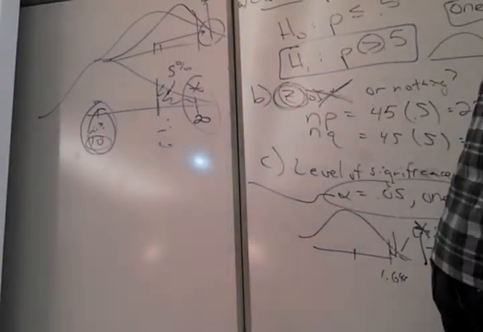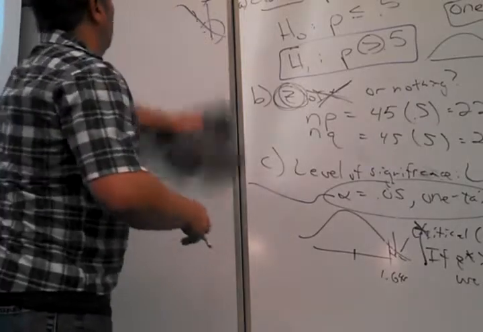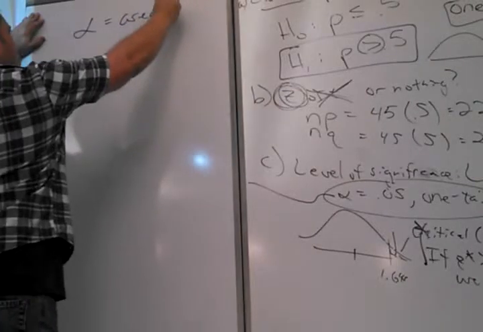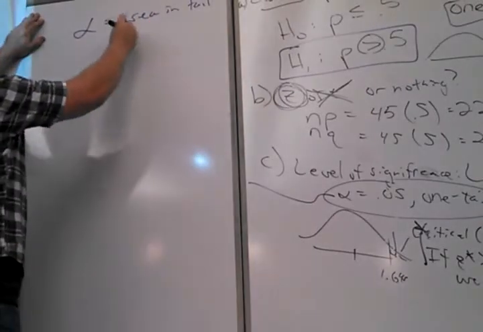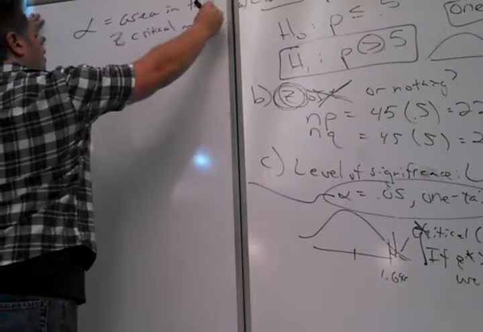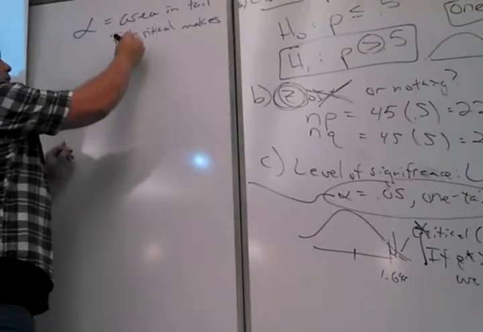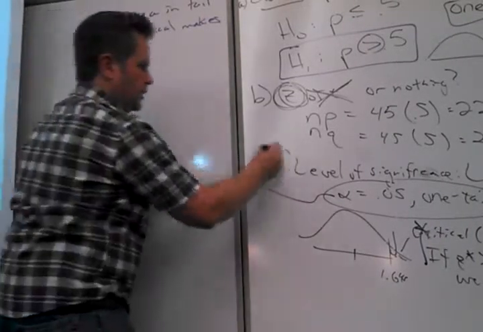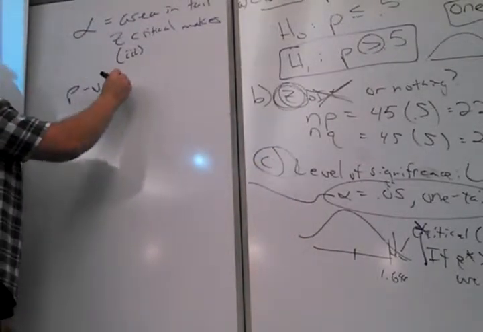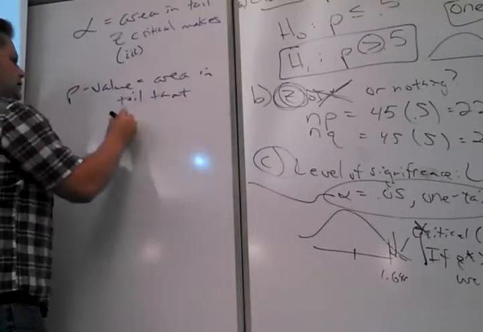See if I can write it down somewhere. Oh, that's good. Good job. So alpha is the area in the tail the critical z-score makes, in this case 1.645. So the z-score from step 3. This z-score that comes from this step. That's what alpha is. The p-value is the area in the tail that z star makes.